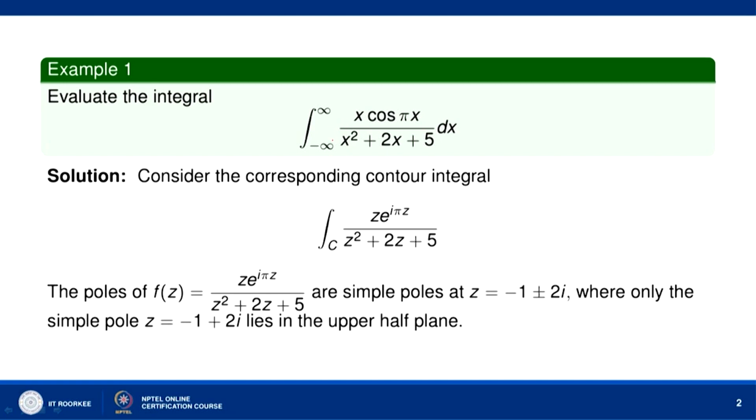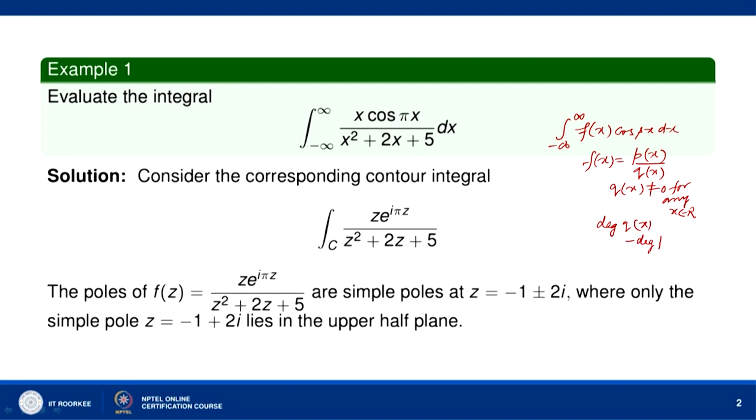Now, here you can see we have considered such type of integrals in the previous lecture, but there what we had was that we considered the integral over minus infinity to infinity of f x cos s x dx, and we assumed that f x is a rational function, say p x by q x, where q x is not 0 for any real x, and degree of q x minus degree of p x is greater than or equal to 2.